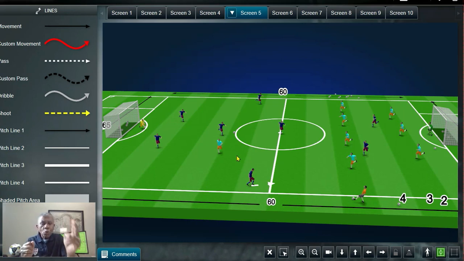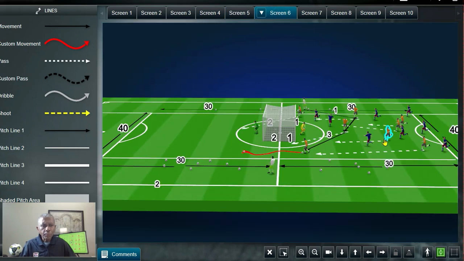Okay, so 8v8. Then you add 2 players to the blue and 2 players to the green. And awesome game here. Okay, let's move up here. This I have for repetition for compactness. All these players have to move to this side here in order to score.